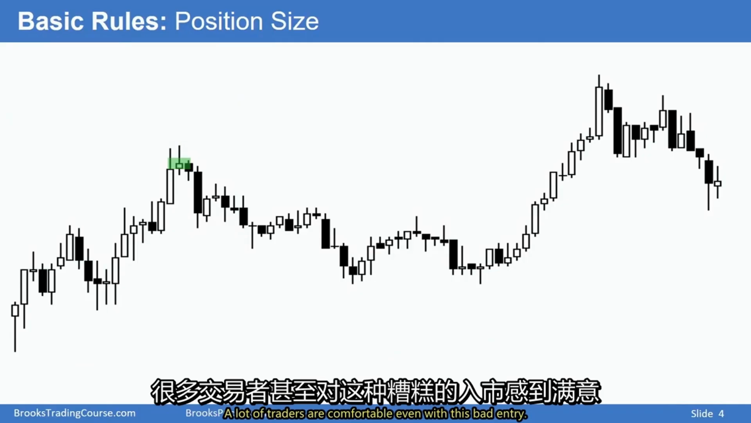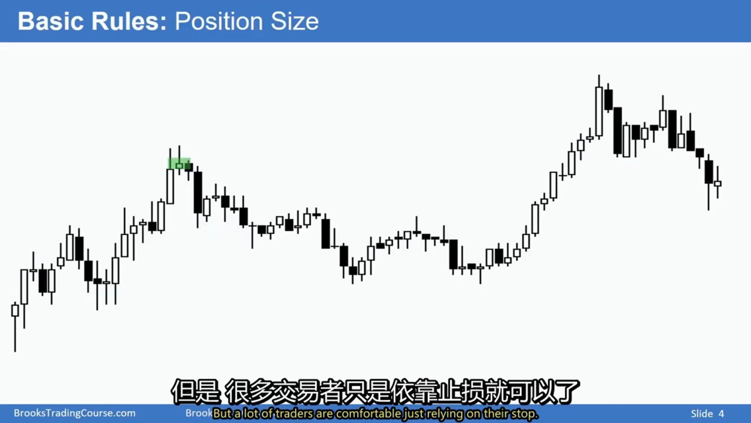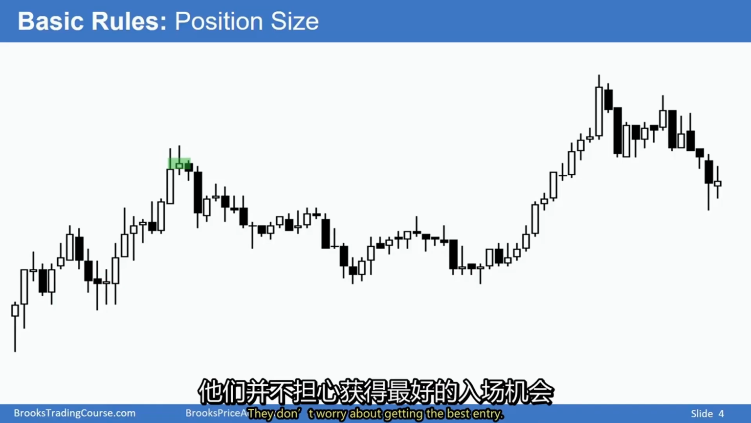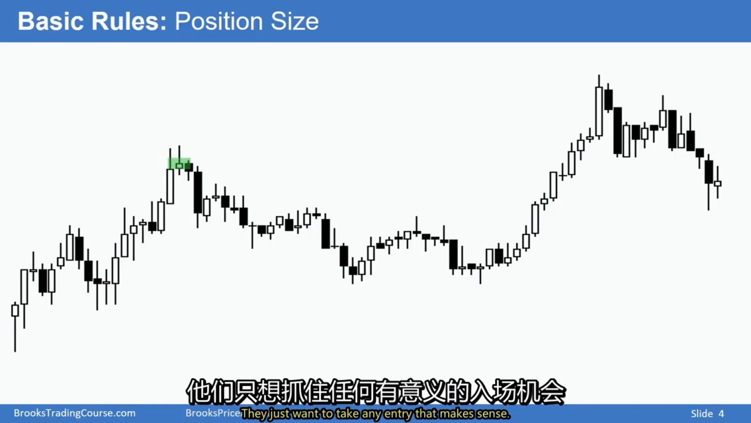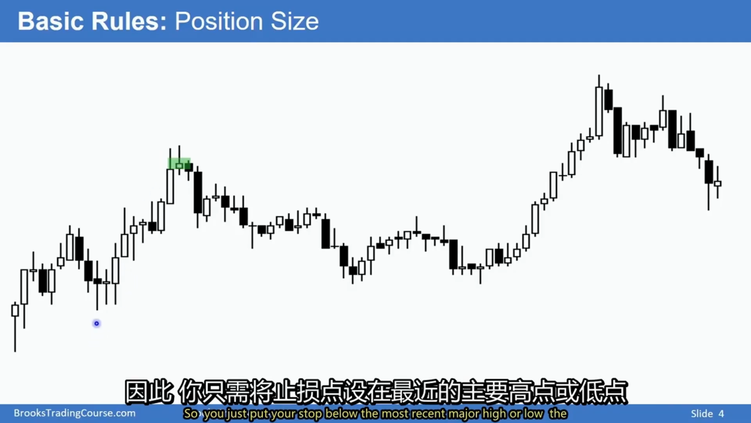A lot of traders are comfortable, even with this bad entry. They did not know it was going to be a bad entry. It turned out to be a bad entry, but a lot of traders are comfortable just relying on their stop. They don't worry about getting the best entry. They just want to take any entry that makes sense, and buying any time in a bull trend makes sense. So you just put your stop below the most recent major high or low, the bottom of this bull breakout, and trust that the market will not quite get there.